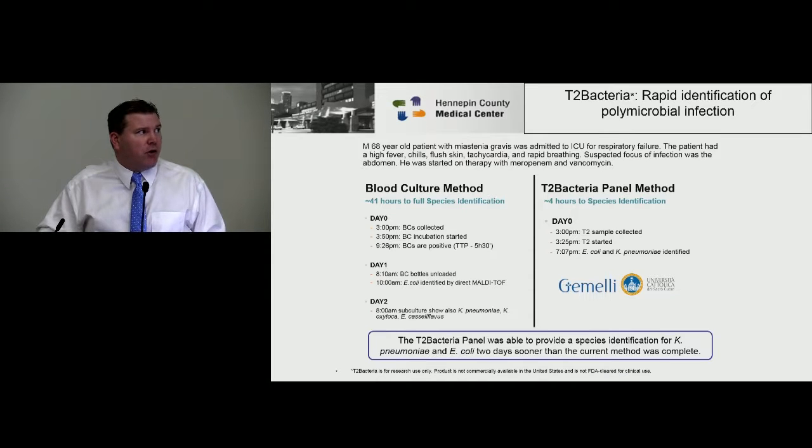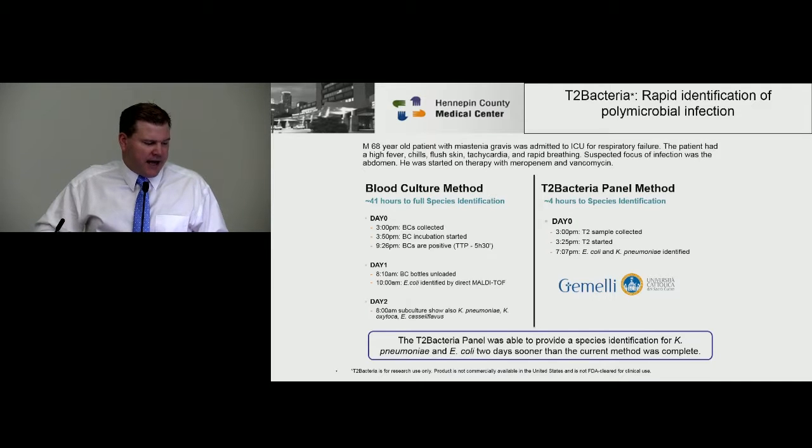This is the folks from Rome who have published a number of cases on this in ECMID last year as well as this upcoming year. And this was a case where they saw a 68-year-old man with myasthenia gravis who was admitted to the ICU for respiratory failure. Patient had a high fever, chills, tachycardia, and rapid breathing, with a suspected focus of infection in his abdomen, and he was started on therapy with Merrem and Vanco. It took 41 hours for the conventional blood culture processes to process, compared to 4 hours for the T2 bacterial.